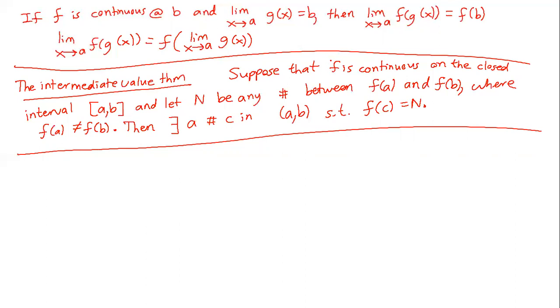So it says that if you have a function f and it's continuous on an interval, then if you have a number n between f(a) and f(b), where those are not equal, then there must be another number c between a and b, where f(c) is equal to n.